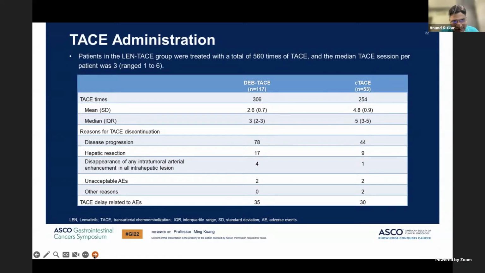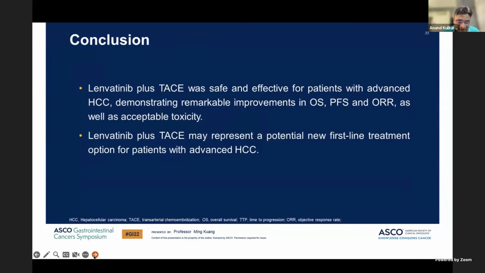Patients in the len-TACE group were treated with a total of 560 times of TACE, altogether in 170 patients. And the median TACE session per patient was 3. That is, each individual had to undergo at least 3 sessions of TACE in combination with the lenvatinib.